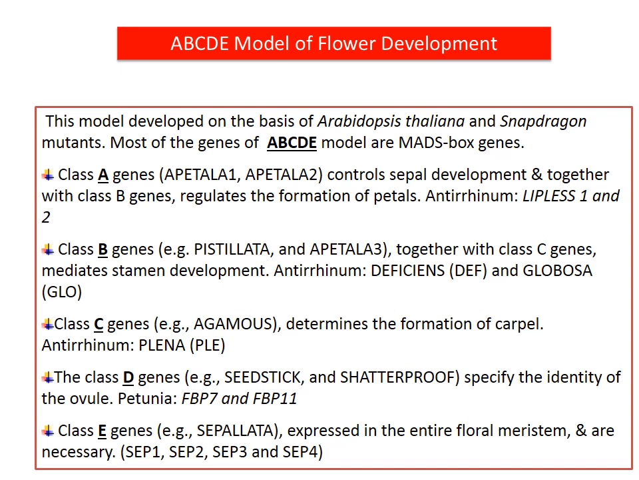Class C genes, that is agamous, determine the formation of carpels. In Antirrhinum majus it is the plena gene. The class D genes are seedstick and shatterproof, which specify the identity of the ovule in Arabidopsis, whereas in Petunia it is FBP7 and FBP11. Class E, that is sepallata, is expressed in the entire floral meristem and is necessary; that is SEP1, SEP2, SEP3, etc.